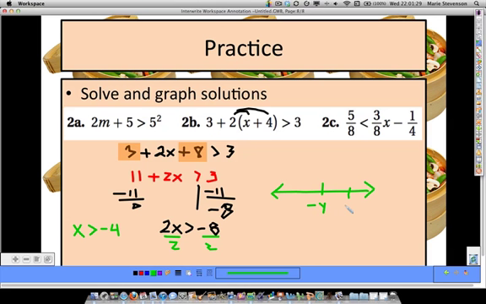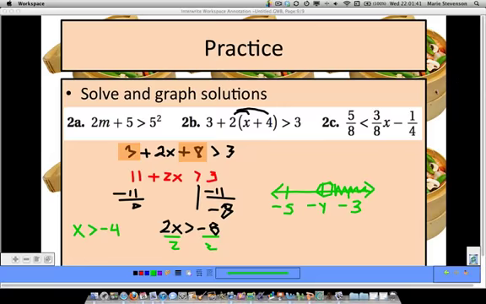So now to do the graph, it's greater than, so it's open circle to the right. Okay. All right, last one.